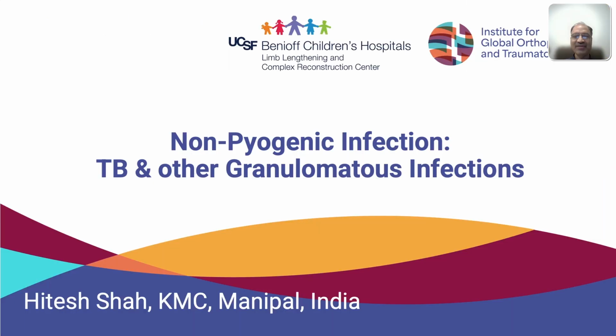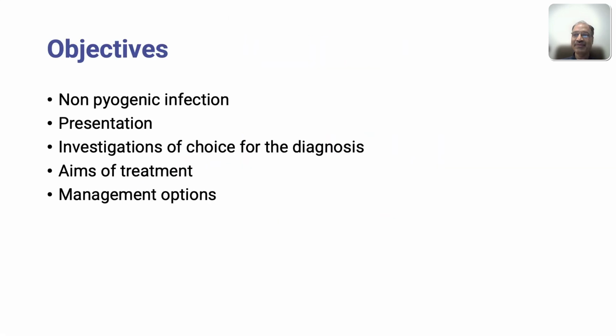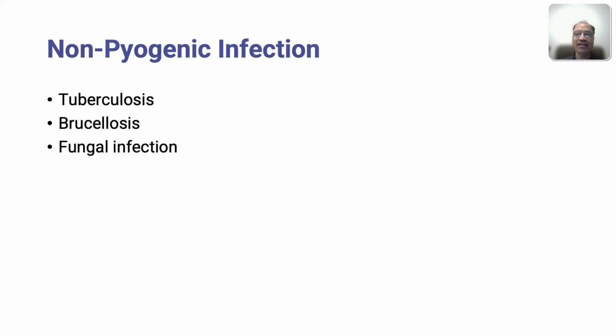Thank you, Sanjeev. From the beginning, we have been listening to acute osteomyelitis and chronic osteomyelitis. I move on to the next topic, non-pyogenic infection. Next slide. So I'm going to cover the non-pyogenic infection presentation, investigation, and management options. Next. In this non-pyogenic infection, basically tuberculosis, brucellosis, and fungal infection. Common, will start with tuberculosis. It is very common. Next slide.